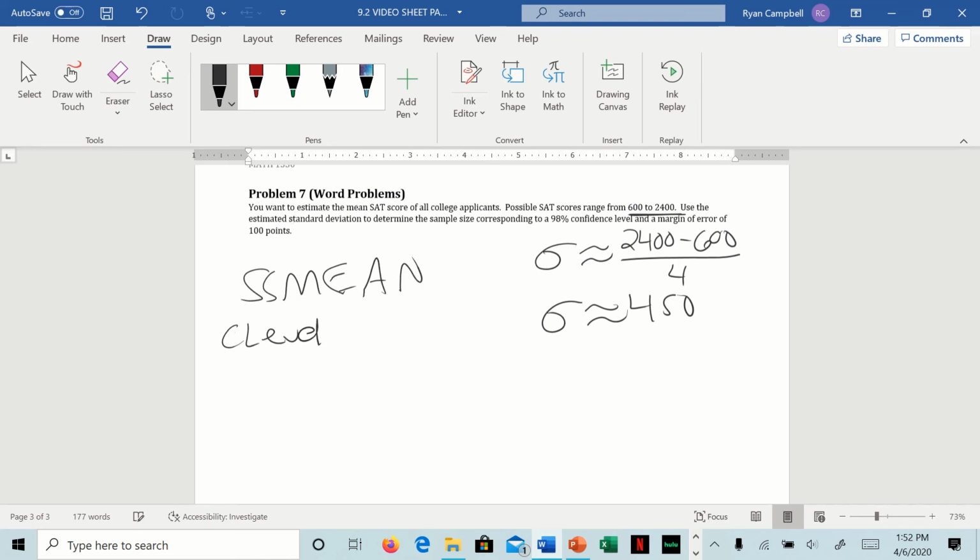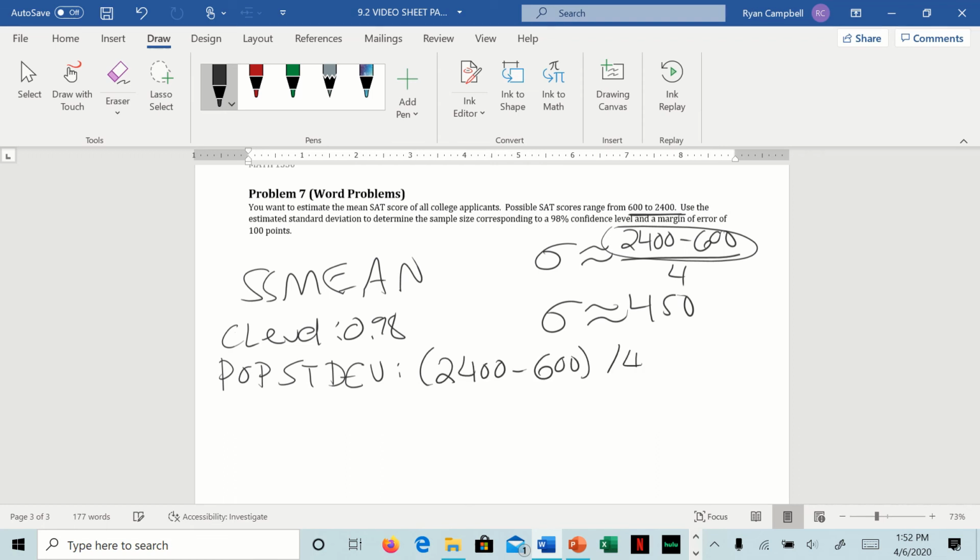So C level is 0.98. Population standard deviation. So the only thing is you have to make sure that you put parentheses, right? Because we are subtracting first and then dividing. So you need to put parentheses 2400 minus 600 divided by 4. Or you can always just put in 450 if you would like. E is 100. And it spits out 110.